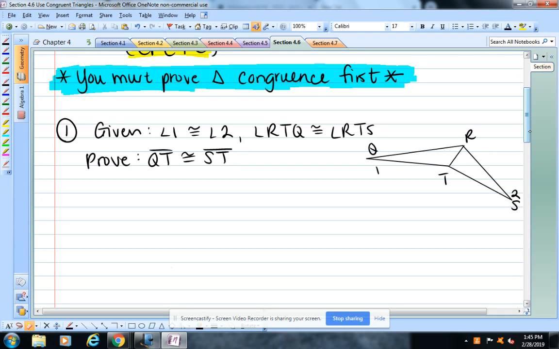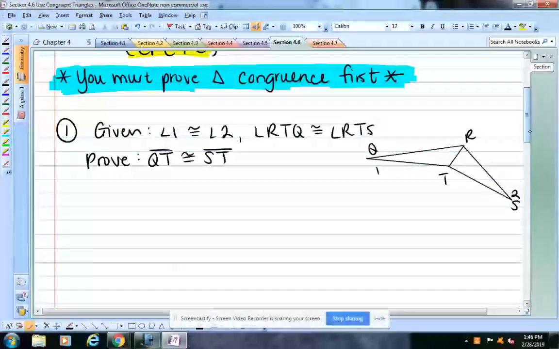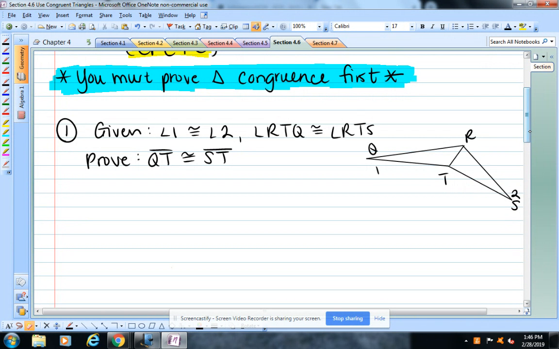So we're using some information, and we want to prove that this segment QT is congruent to segment TS. Do you see how we have 2 triangles here? Okay? So before I can say those segments are congruent to each other, I'm going to say those triangles are congruent by one of those congruent theorems. And then I can say, because of CPCTC, those 2 segments are congruent. So you're going to prove the triangles are congruent first, and then you can say those 2 segments are congruent by CPCTC. All right? So that's kind of like the roadmap.